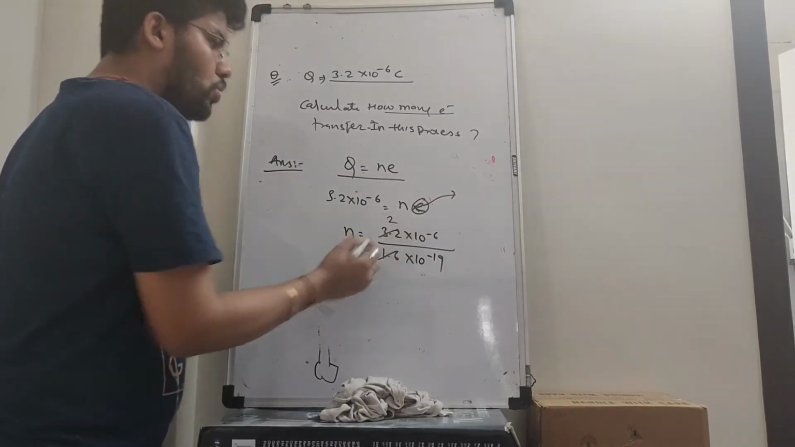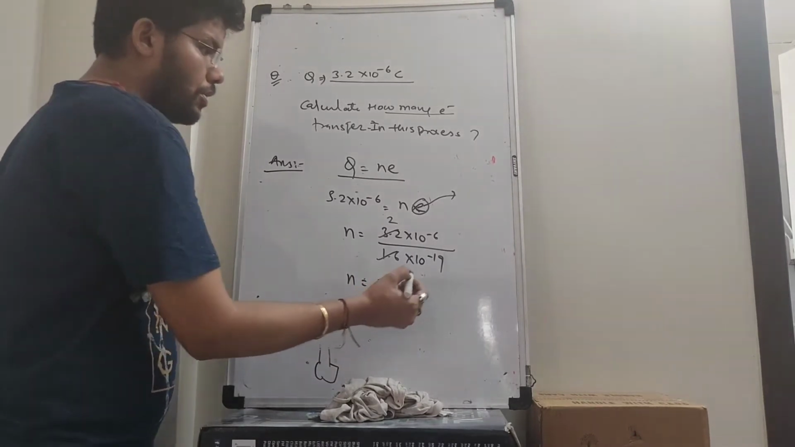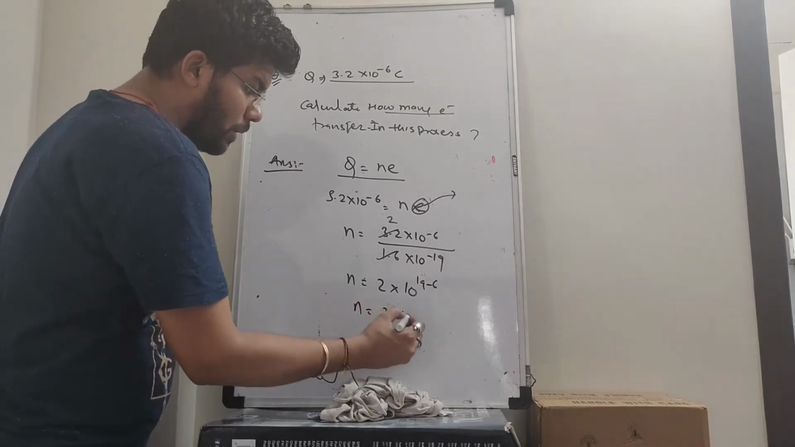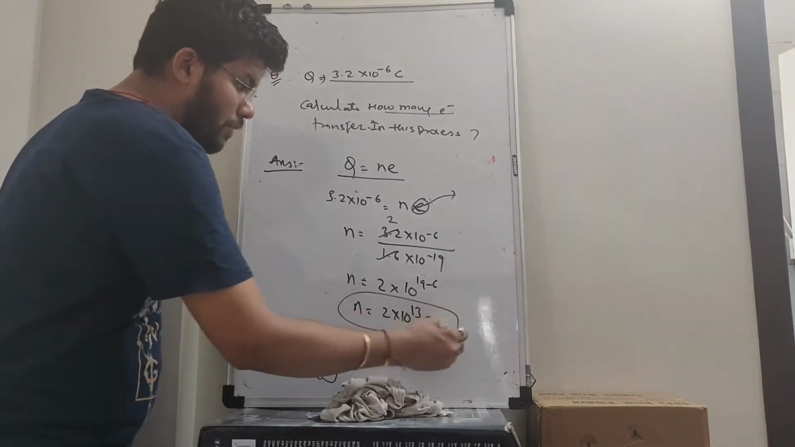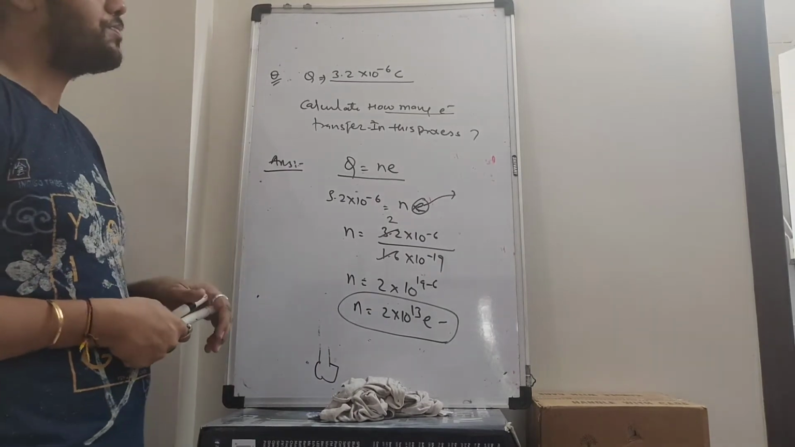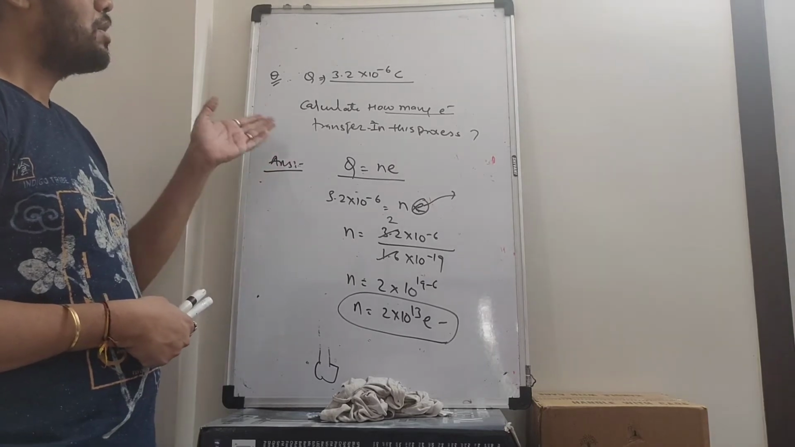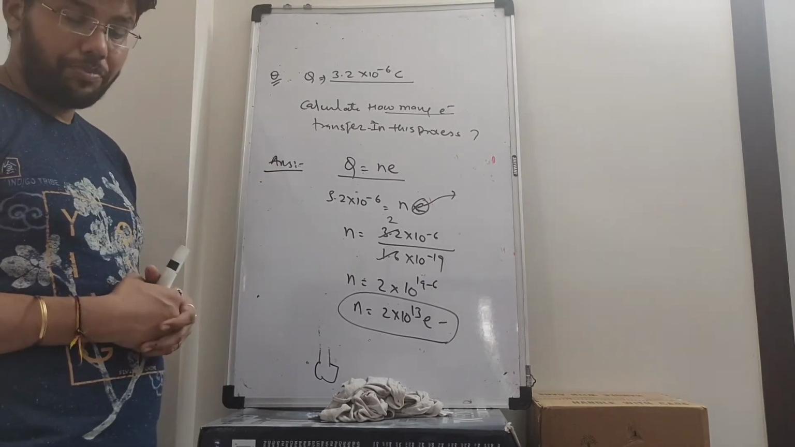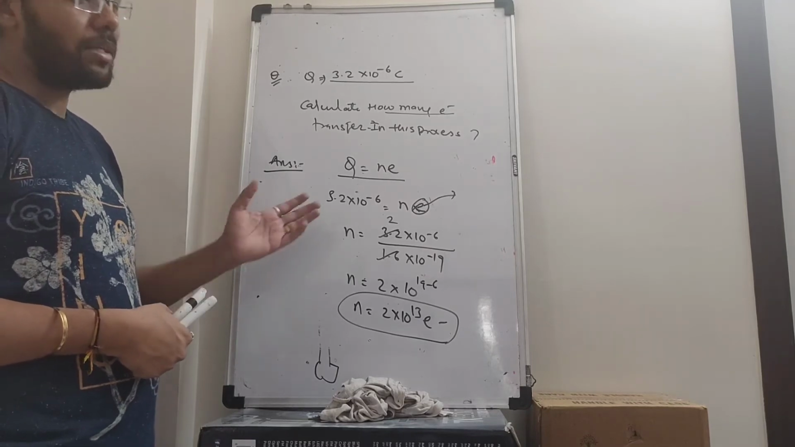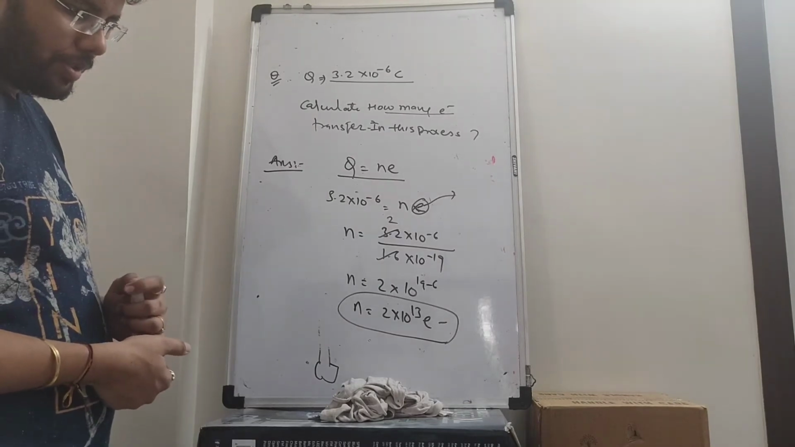So this is 2. So N is equal to 2 into 10 to the power 19 minus 6. So N is 2 into 10 to the power 13 electrons. So that many electrons are transferred in this process. So that is called a method of charging by the transfer of electrons. Is that clear?